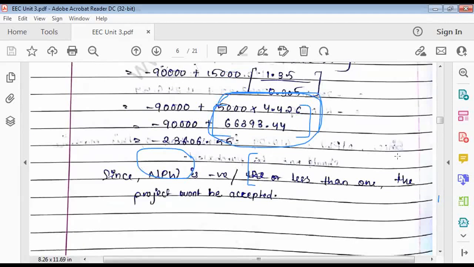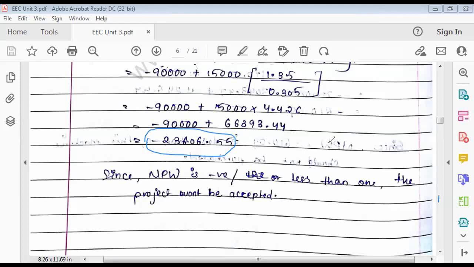So now you look at the answer. Okay. Now the answer you got is minus 23,606.55. That's the answer you got.